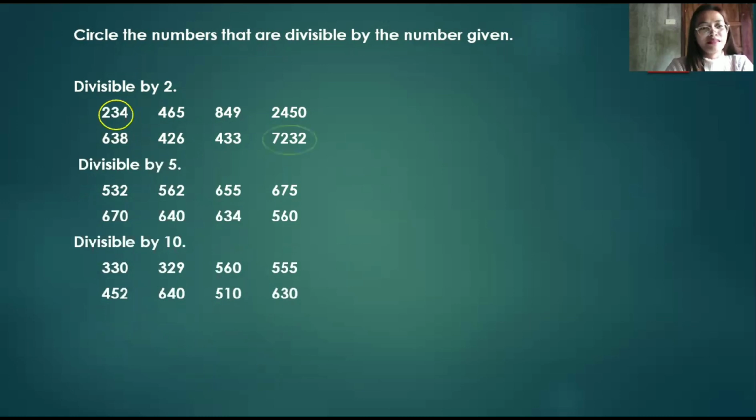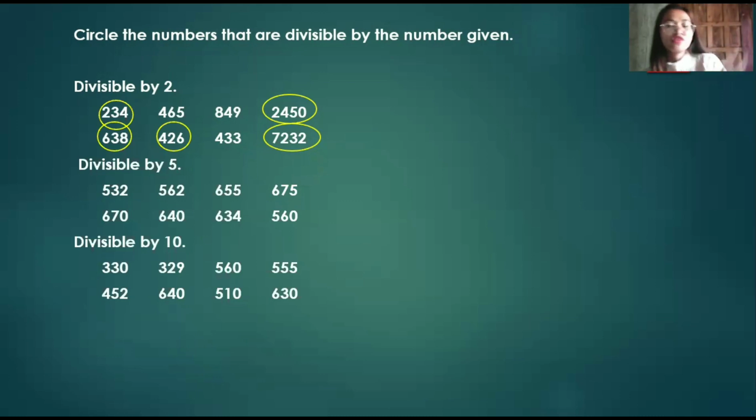234. Next, 2,450. It is divisible by 2. Next, okay, 638. Next, all right, 426. Then, 7,232. Next, for divisibility rule number 5, which numbers are divisible by 5 in the given examples?